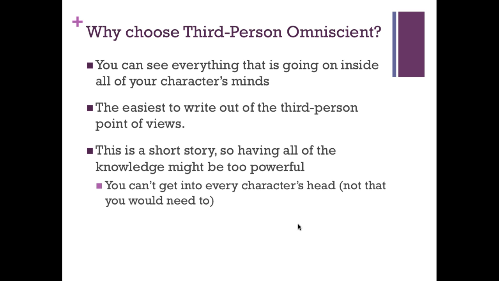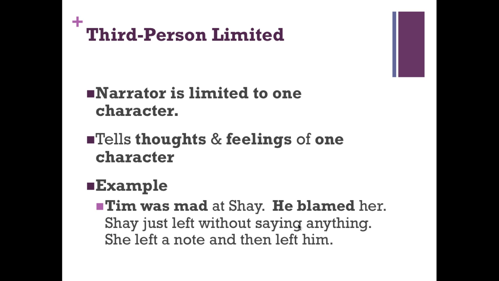And so if that's not your number one option, the next one here is third person limited. It's normally limited to one character. It tells their thoughts and feelings. So in our example, again, Tim and Shay were angry at each other. Tim was mad at Shay. He blamed her. Shay just left without saying anything. She left a note and then left him. Sad. I know. Very sad. But we had no idea what Shay is feeling or thinking. We just know that she left. So it's kind of like what only Tim could see or know.